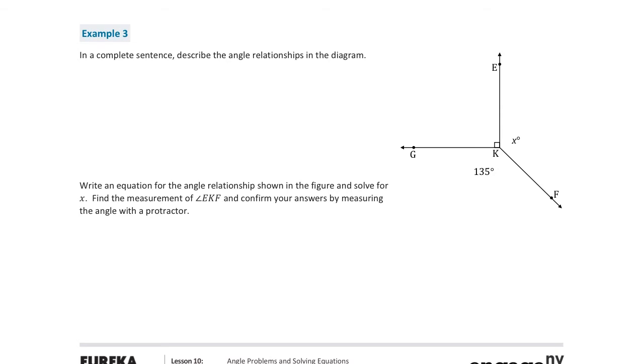Example 3. In a complete sentence, describe the angle relationships in the diagram. So first, I know that I have angles GKE, EKF, and GKF. Okay, all these angles together equal 360 degrees.